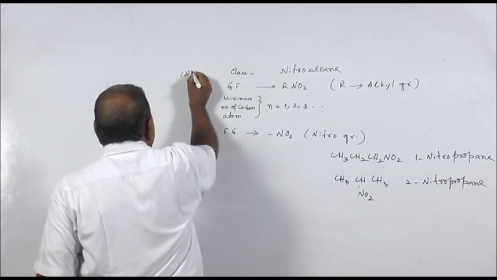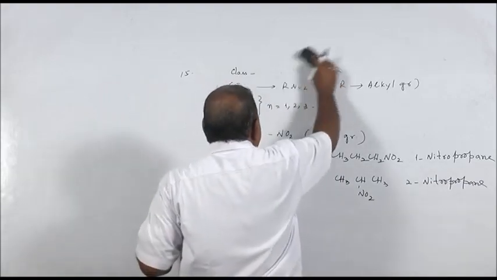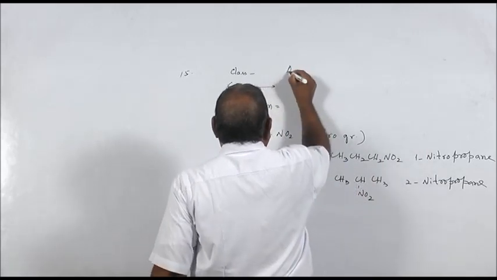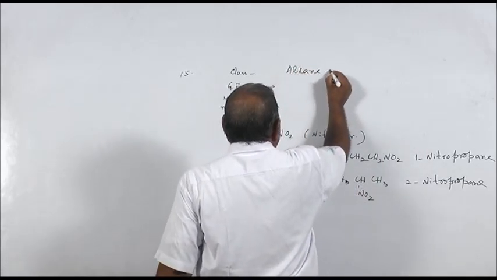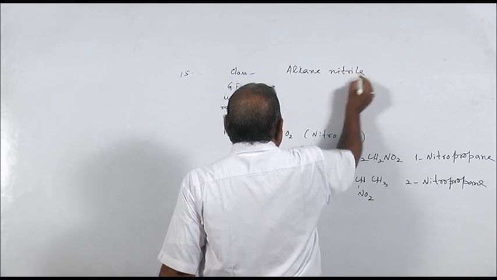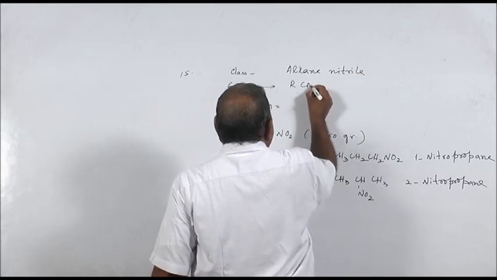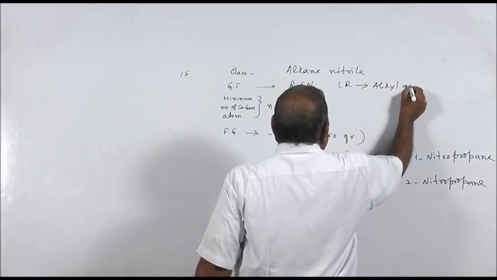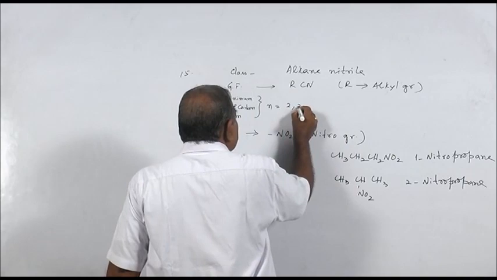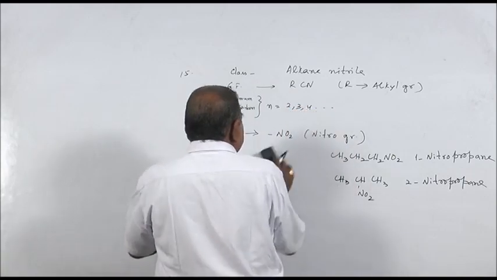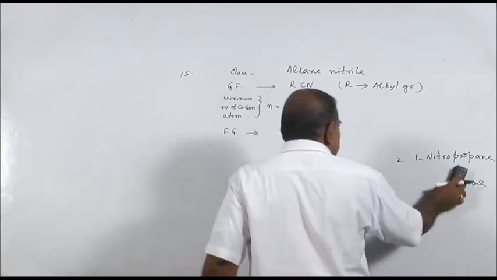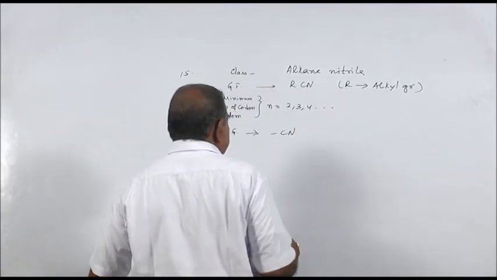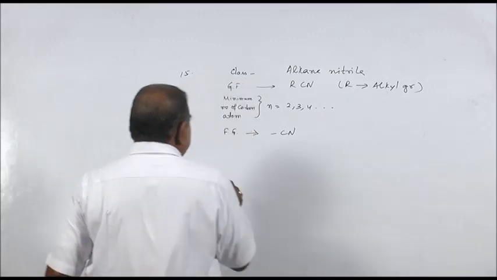Next is alkane nitrile. Alkane nitrile, N-I-T-R-I-L-E, nitrile. General formula is RCN. R is an alkyl group. N value will start with 2, 3, 4 and so on. Here the functional group is CN. It has a suffix only.